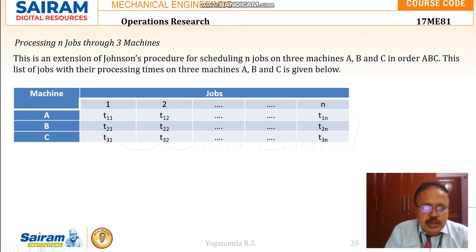So here are the processing times given. If job number 1 enters machine A, the time taken for processing is T11. Similarly, job number 2 enters the first machine, so it is T12. Like this, the nth job getting performed on machine A is T1n. Likewise, the different processing times are given in the table, maybe in hours or minutes.